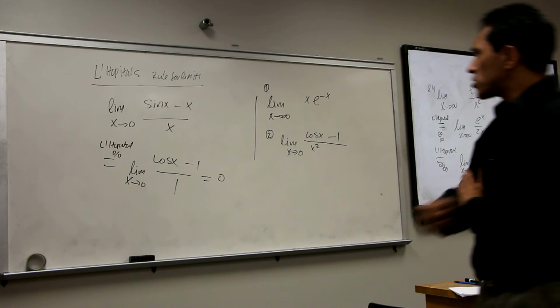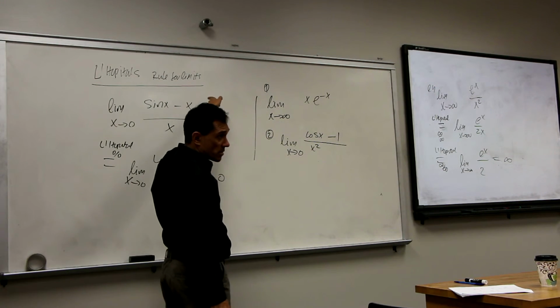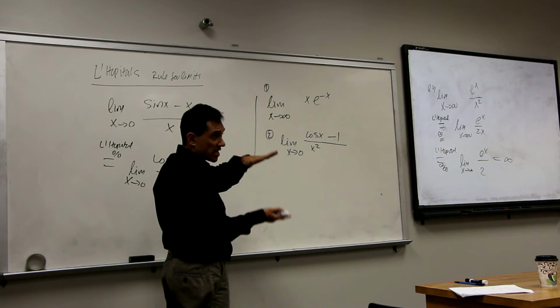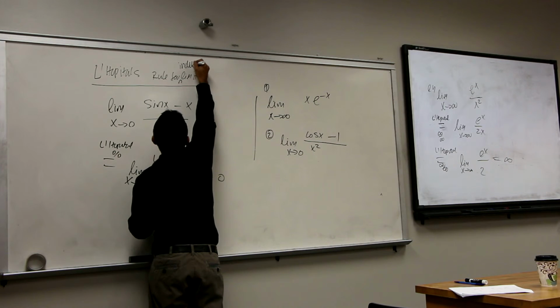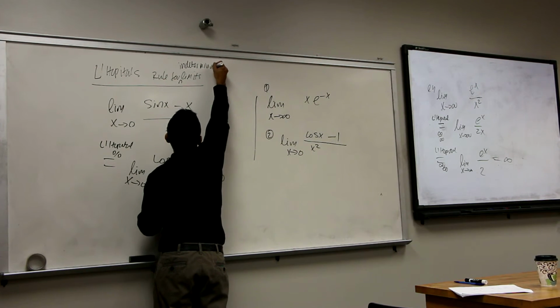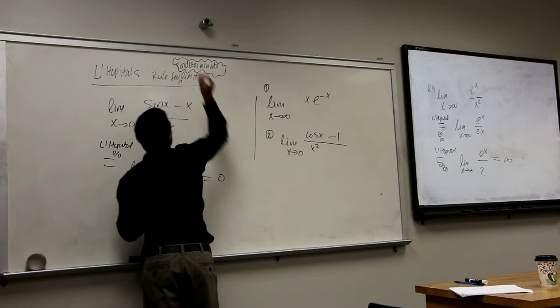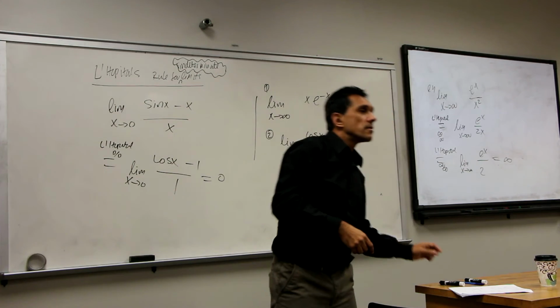Really should say L'Hopital's rule for indeterminate limits. That is 0 over 0, or infinity over infinity. If you want to know what indeterminate means, you can ask Mr. Boji. He will tell you.